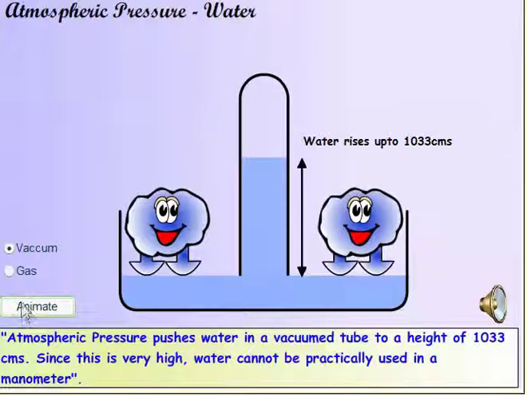If water is used instead of mercury, the same thing will happen. But instead of a height of 76 centimeters, water will rise to a height of 1033 centimeters, which is not practical. Therefore, water cannot be used in manometers.